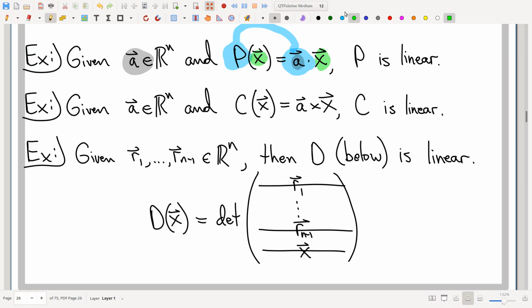And when we sloppily say that dot products are linear, what we really mean is that this function, the act of dotting with a fixed constant vector, that resulting function is linear. Everybody see what we mean here?